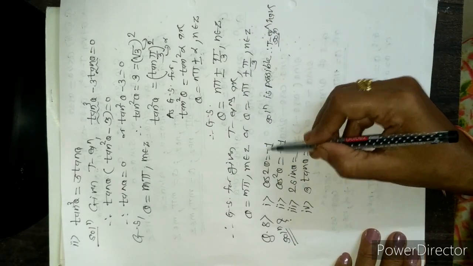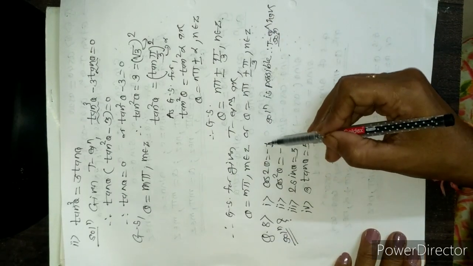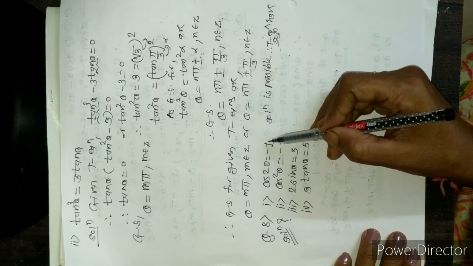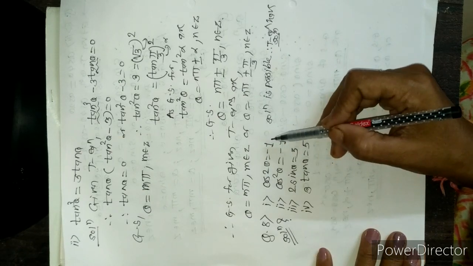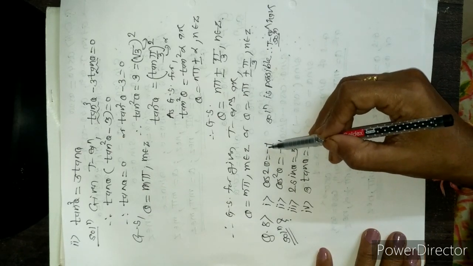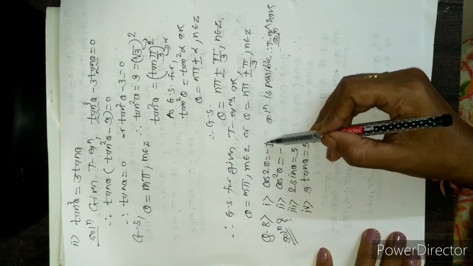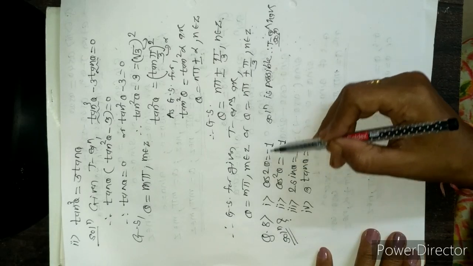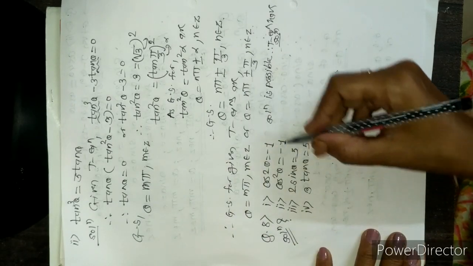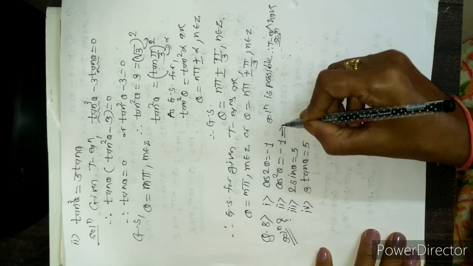Because here the trigonometric ratio cosine is negative, we can take the value minus 1 as cos pi. This minus 1 can be replaced by cos pi, and therefore using cos theta equal to cos alpha we find the solution. Now what about the second equation?